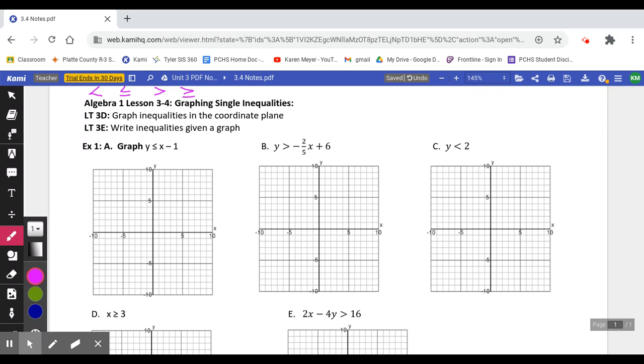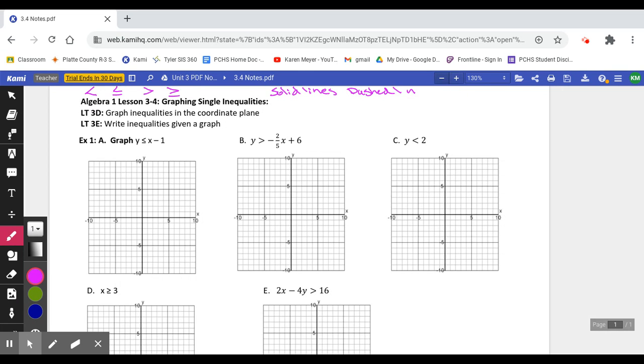Now, the difference between an inequality and an equation, there's 2 things. When we are graphing, you're going to have solid lines and you're going to have dashed lines. So that's one main difference right there, some of the lines are going to be dashed and some of them are going to be solid.